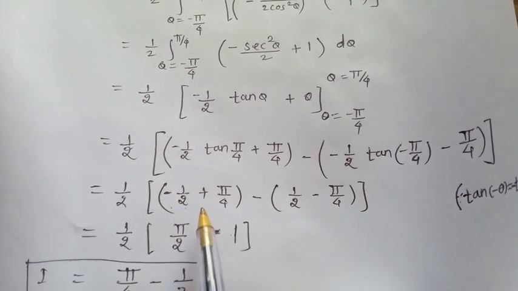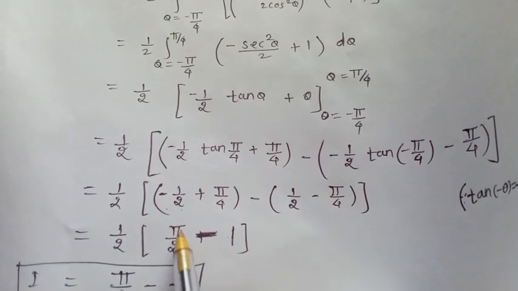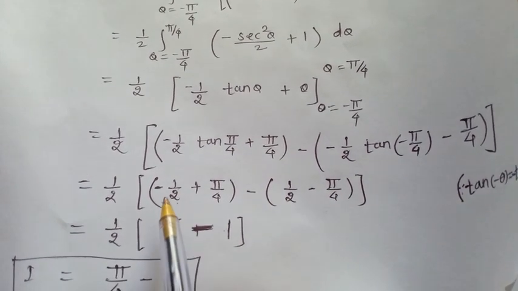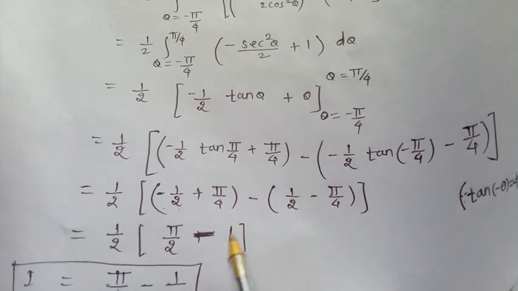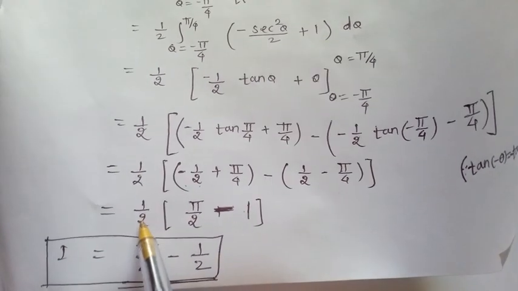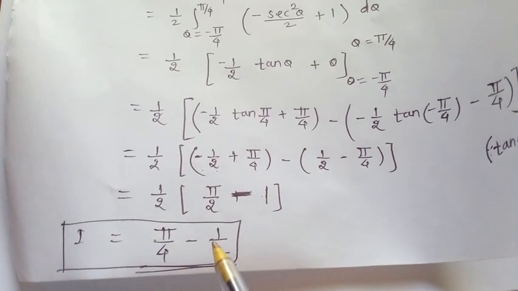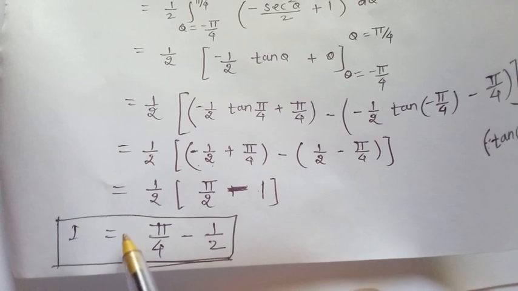After calculating this, we get pi by 4 minus of minus pi by 4, that is pi by 2. Similarly minus 1 by 2 minus 1 by 2 is minus 1, with this 1 by 2 as it is. After multiplying this 1 by 2 inside the bracket, we get pi by 4 minus 1 by 2, and this will be our final answer.